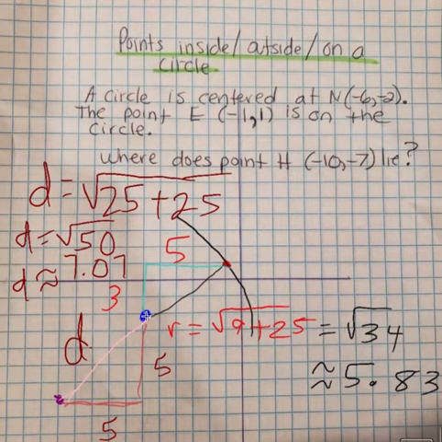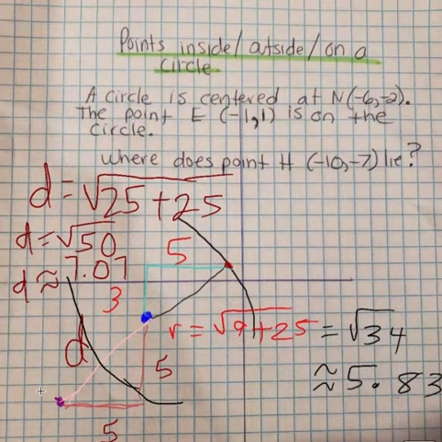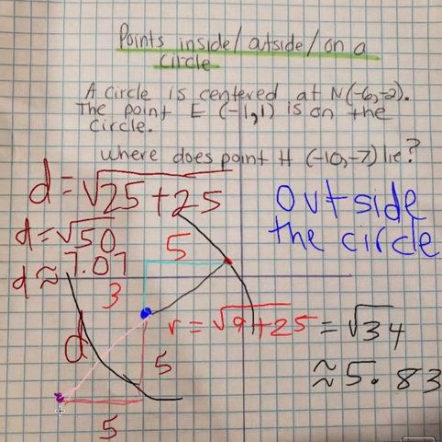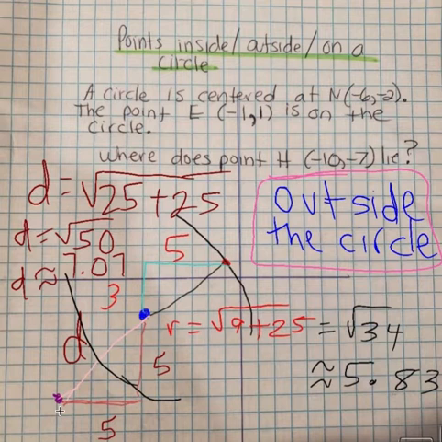this is a greater distance, right? The distance from the center of the circle to point H is greater than the radius, which means that the point lies outside the circle, okay? Because the radius, we know it's smaller, 5.83, okay? So point H must lie outside the circle, okay? So that's our answer.